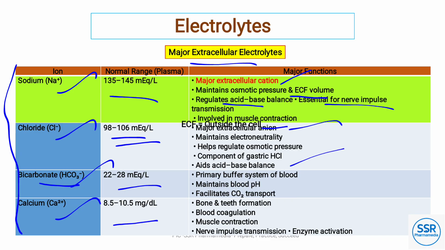And bicarbonate. Bicarbonate acts as the primary buffer system of blood to balance acid base and maintain the blood pH. Our blood pH is slightly alkaline in nature, 7.4, and bicarbonate facilitates carbon dioxide transport. And calcium ion is required for bone and teeth formation, and is involved in blood coagulation, muscle contractions, nerve impulses and transmissions, and enzyme activations.